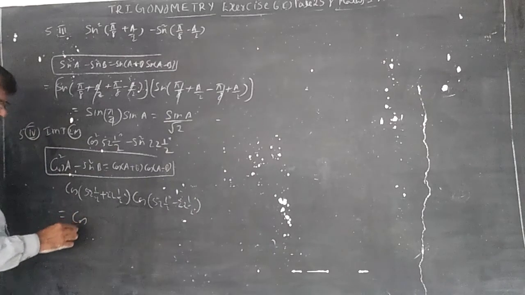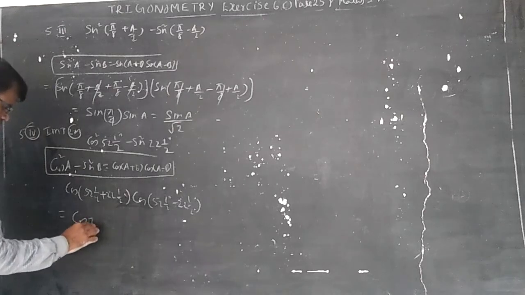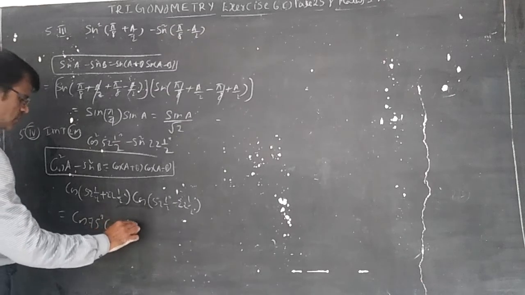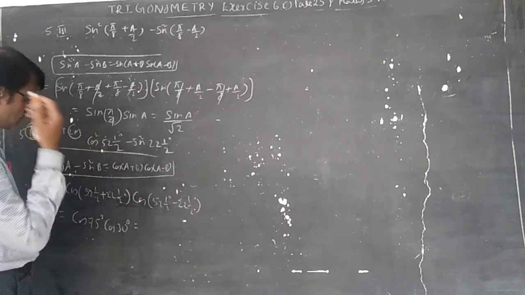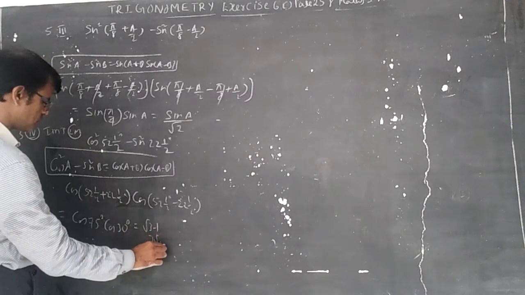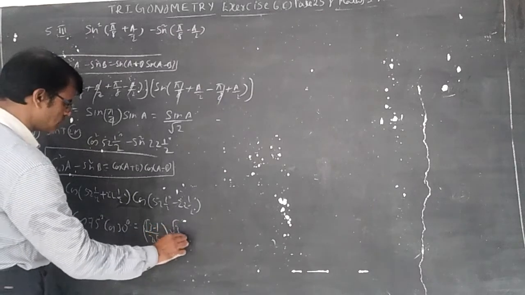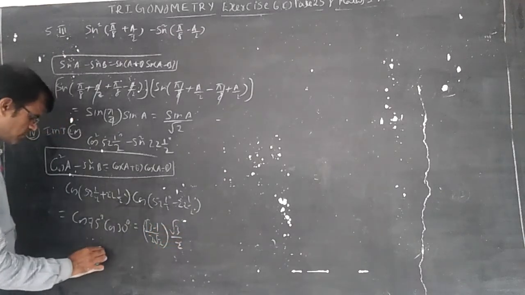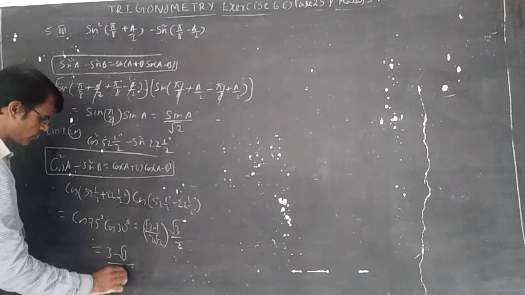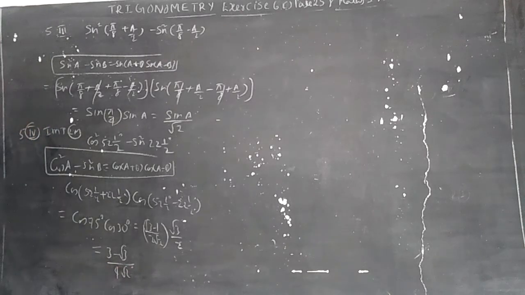52 and half plus 22 and half is cos 75. This is cos 75 into cos 30. Cos 75 means sin 15. Sin 15 value root 3 minus 1 by 2 root 2 into cos 30 value root 3 by 2. So multiply with root 3. It becomes 3 minus root 3 by 4 root 2. This is 3 minus root 3 by 4 root 2.